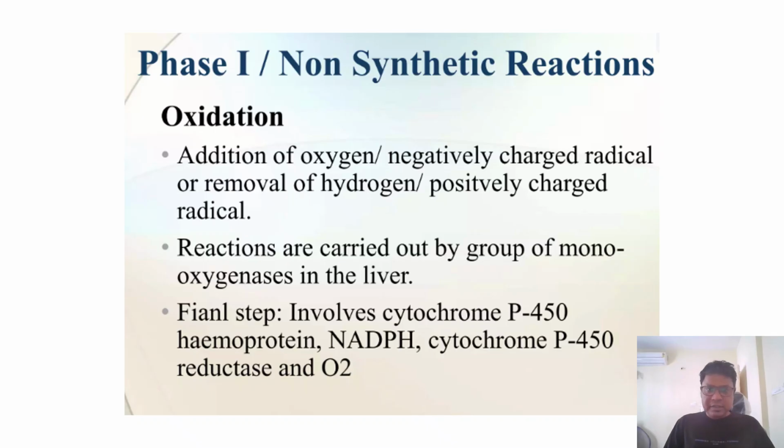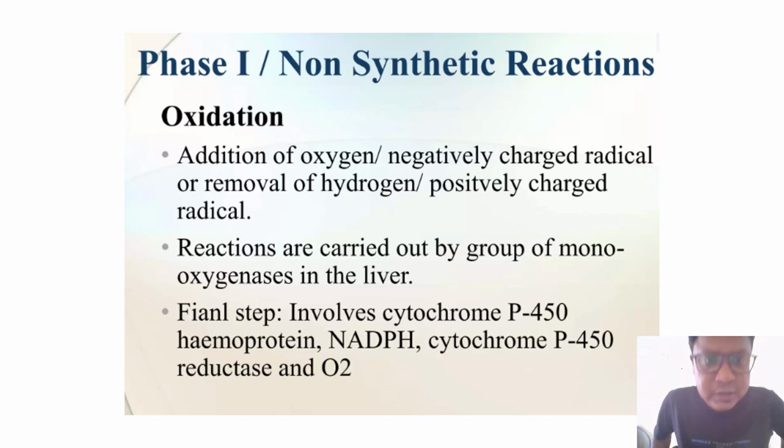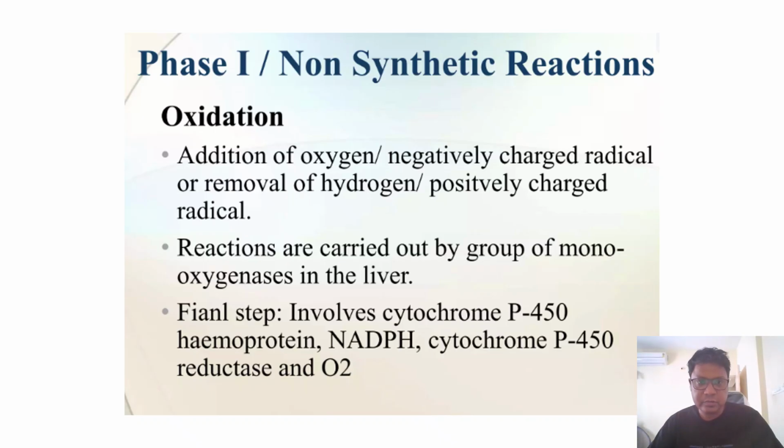Phase one, or non-synthetic reactions. Oxidation is the first reaction, as I discussed, so let us discuss it in detail. It involves addition of oxygen or a negatively charged radical, or removal of hydrogen or a positively charged radical. The reactions are carried out by a group of monooxygenases in the liver, and the final step involves cytochrome P450 hemoprotein, NADPH, cytochrome P450 reductase, and oxygen.